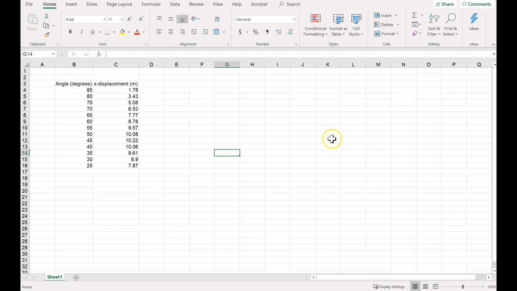There we are. Now let's add a graph with our raw data. We need to select all of the numbers, so with your mouse, left click on the first value, just the number here, not the header, but just the 85.